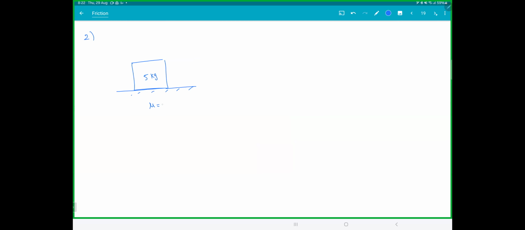5 kg. Mu is 0.2. Now, sometimes we won't write mu s. If nothing is mentioned, always assume mu s is equal to mu k. So in some of the questions, you'll just see mu is equal to 0.2. Like in this question, I'll just say mu is 0.2. It is understood mu s and mu k both are same, which is not right, but okay, problem solving. The force is at 45 degrees and this is 20 root 2 newtons. Find the distance moved by the block in 2 seconds.